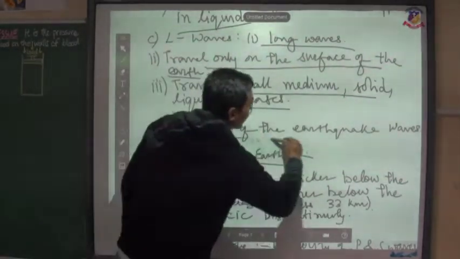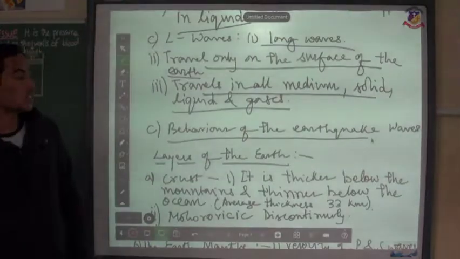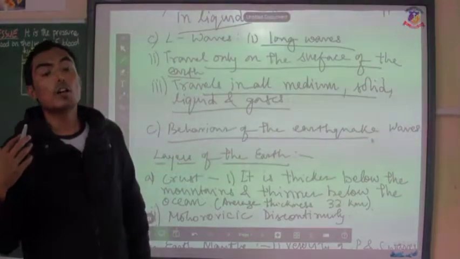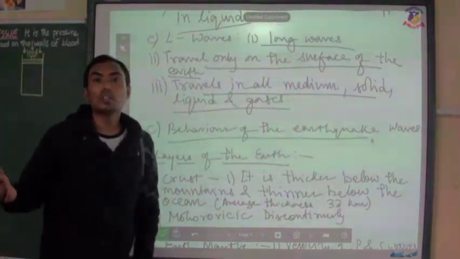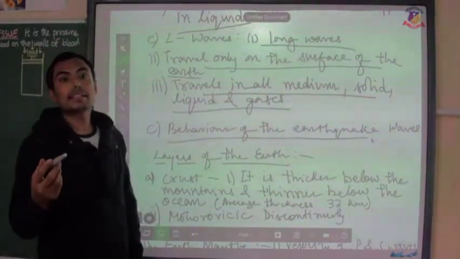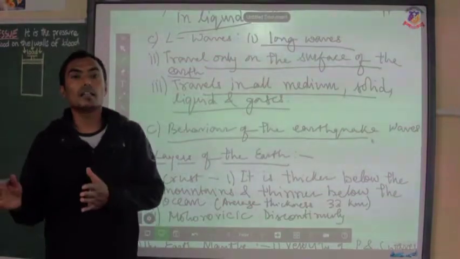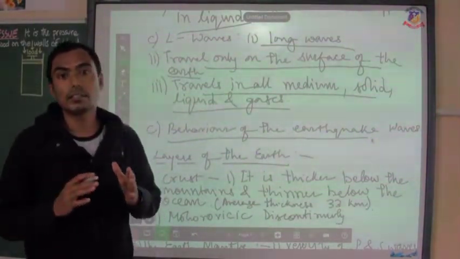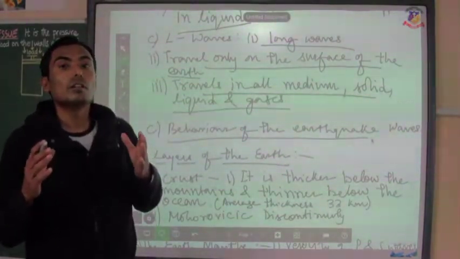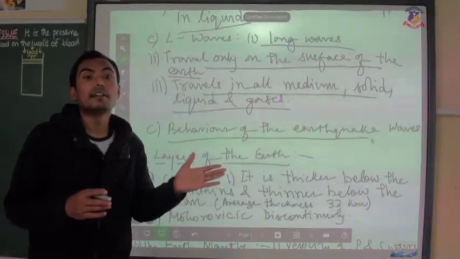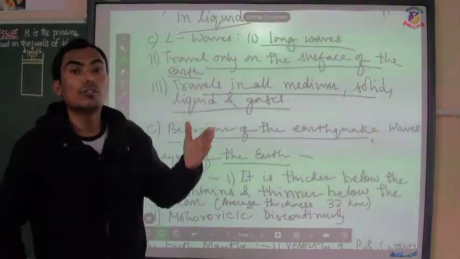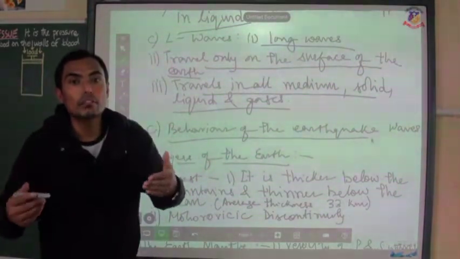Next point, behavior of the earthquake waves. I have told you that all these three waves travel through solids but cannot pass through liquid and gases. Clear? So whenever these waves travel from one layer to another layer, there is a change in the velocity, or a few waves get reflected or refracted to different angles, resulting in the waves showing different types of behavior.